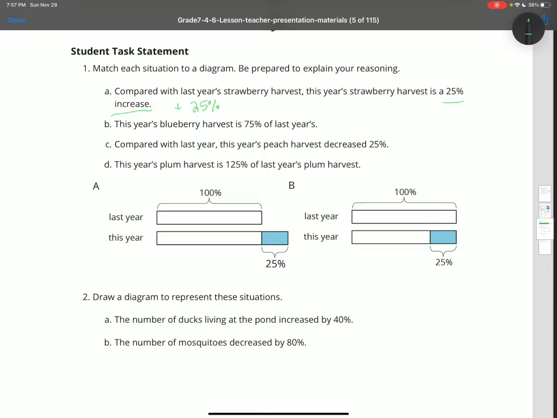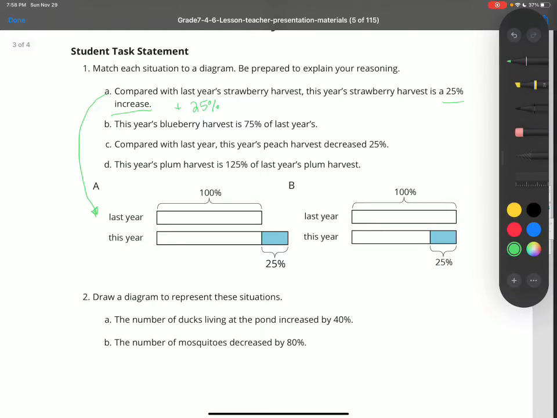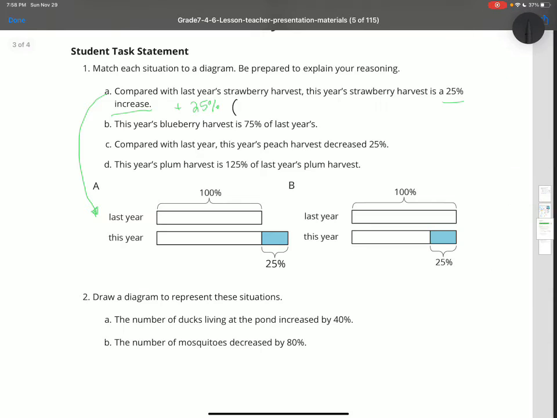So which diagram is showing a 25% increase? Would it be diagram A, which is showing that last year was 100% and this year it got added 25%, or would it be B, where last year was 100% and this year it looks like that 25% is part of that 100%? If you guessed diagram A, you are absolutely correct. So I'm going to draw an arrow connecting that to A. If you want to write diagram A next to it in your notes on the side, that is probably the most organized way, and that is totally fine with me.